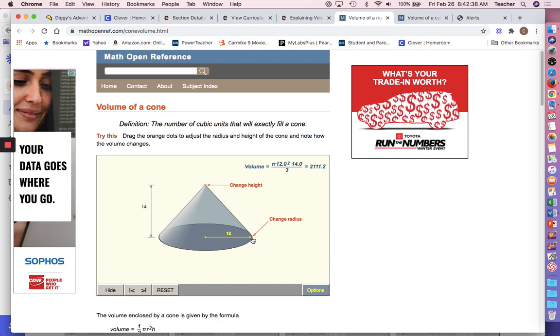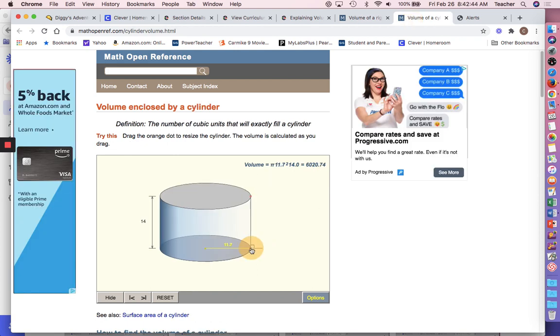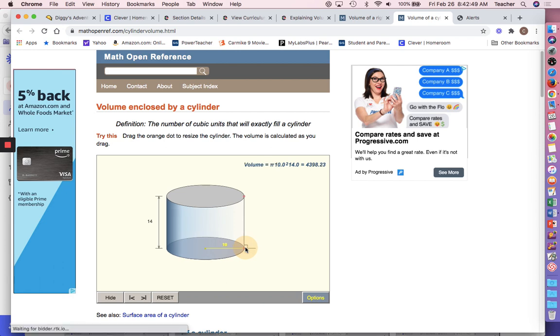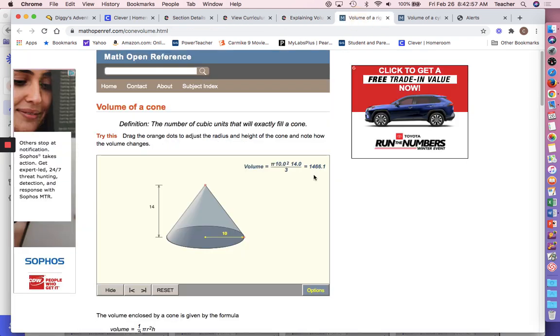All right, so let's change this radius. Let's change it to a 10. I'm going to keep the 14. Change this radius to a 10. And I'm going to keep the 14. Okay, so I got a radius of 10. I'm going to keep the 14. All right, volume of the cone, 1466.1.